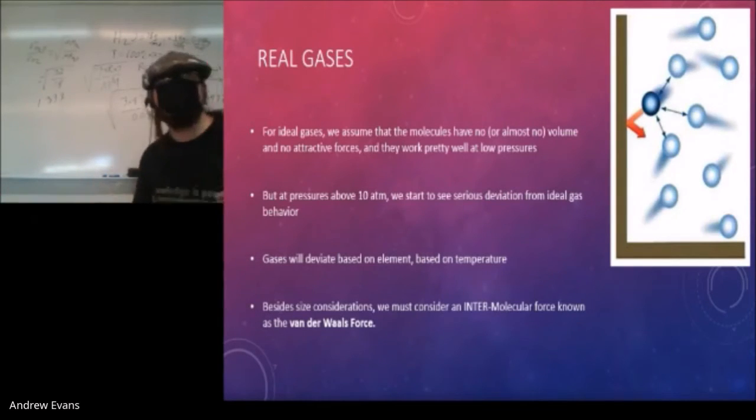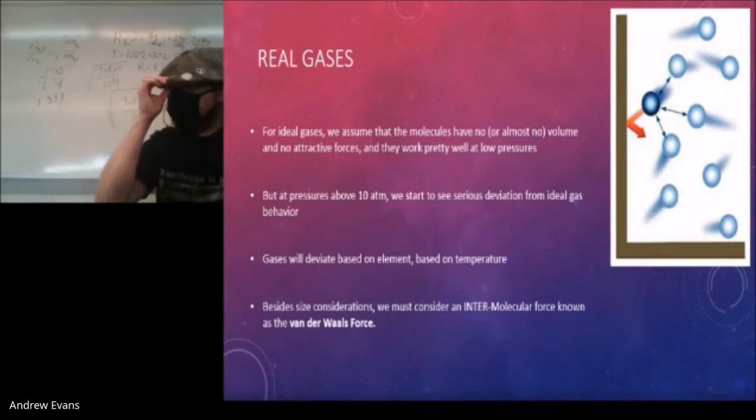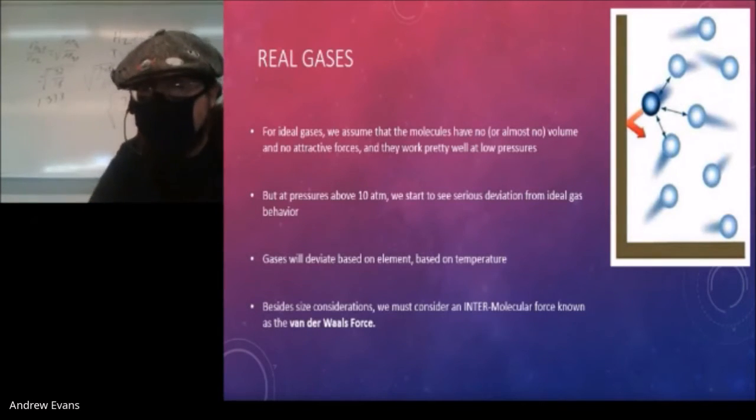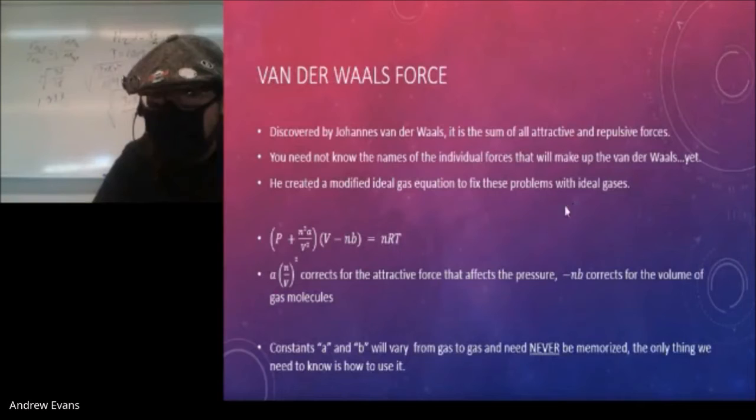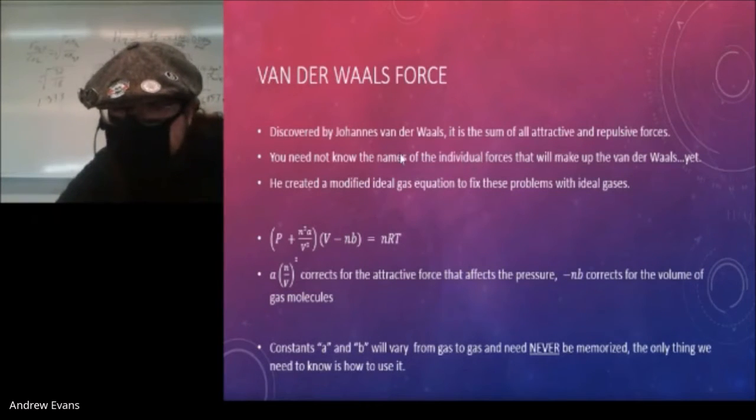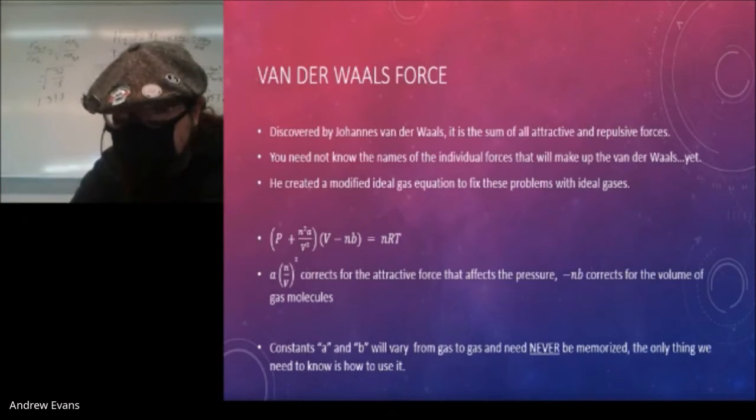If you had an increased repulsion, it would be like giving the atom a nitro boost, and thus would have greater collisional pressure. So depending on those attractive forces or repulsive forces, we'll see a change in pressure. So we get the van der Waals force, discovered by Johannes van der Waals. It is essentially the sum of all the different types of attractive and repulsive forces. Some of these forces we will get to next semester, but we don't need to know what forces are interacting at this time. We're just going to say they're all a van der Waals force.